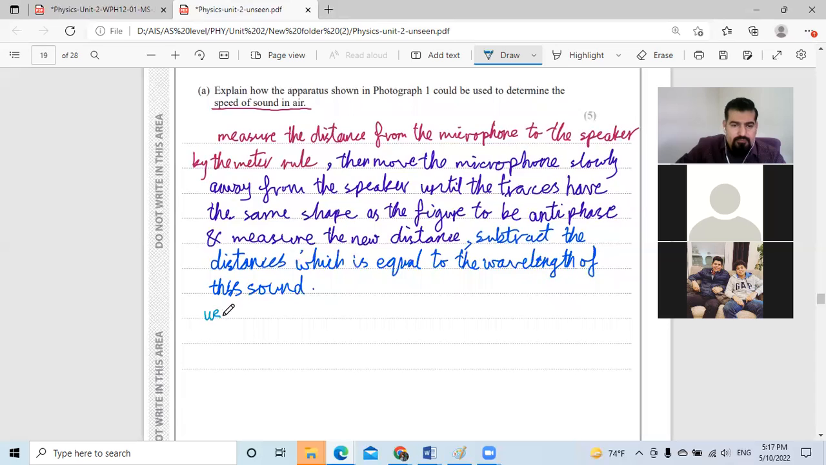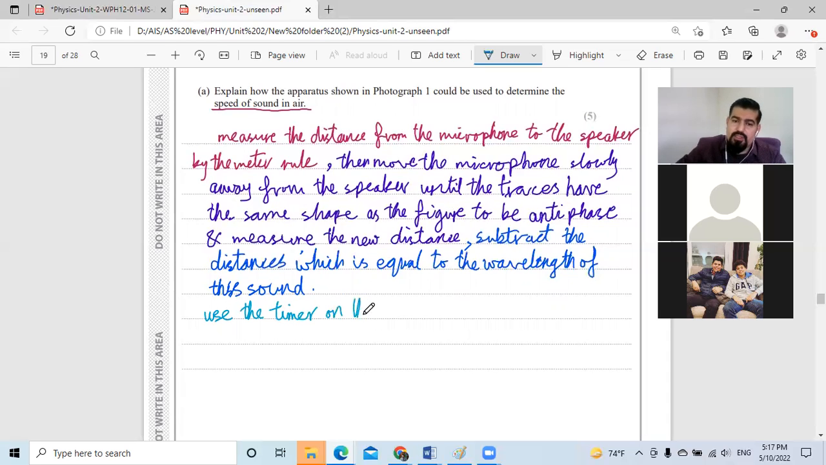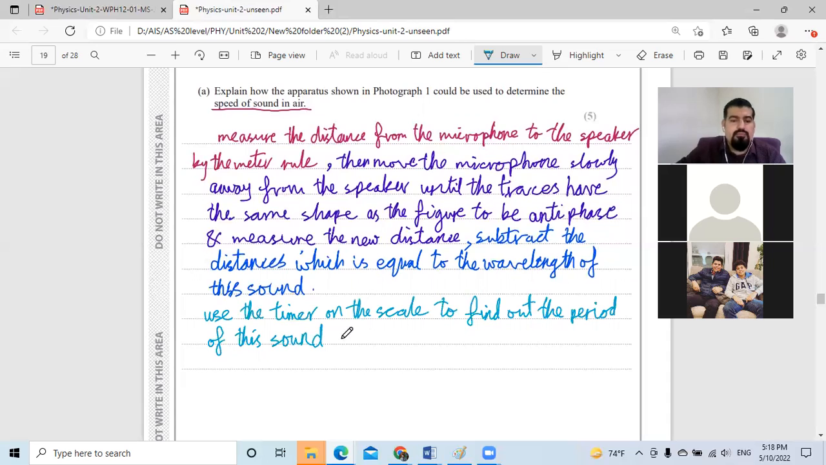Use the timer on the scale to find out the period of this sound by counting the divisions for one wave.